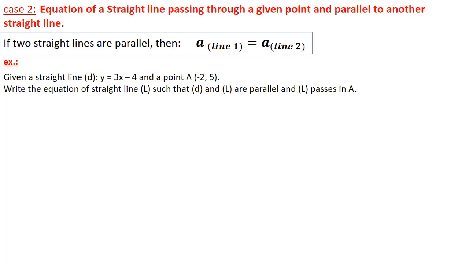Okay? So if we have two parallel straight lines, the slope of the first straight line is equal to the slope of the second straight line. The slopes will be equal to each other. This is what you should know whenever you are finding the equation of a straight line which is parallel to another straight line. Now, please, I want Alex.